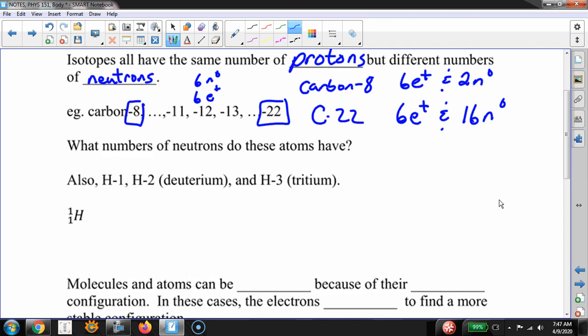Hydrogen is another good example. You have hydrogen, you have deuterium, which is still hydrogen, it's an isotope of hydrogen, and tritium, but they have differing numbers of neutrons. So H2 has 1 neutron, this has 2 neutrons, and by the way, H1 has 0 neutrons.